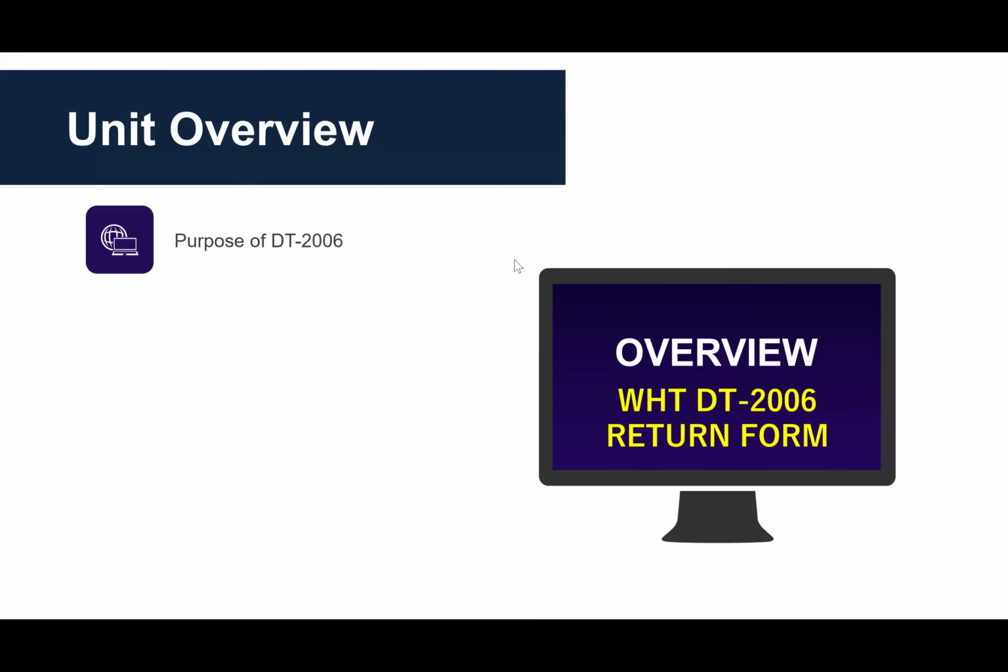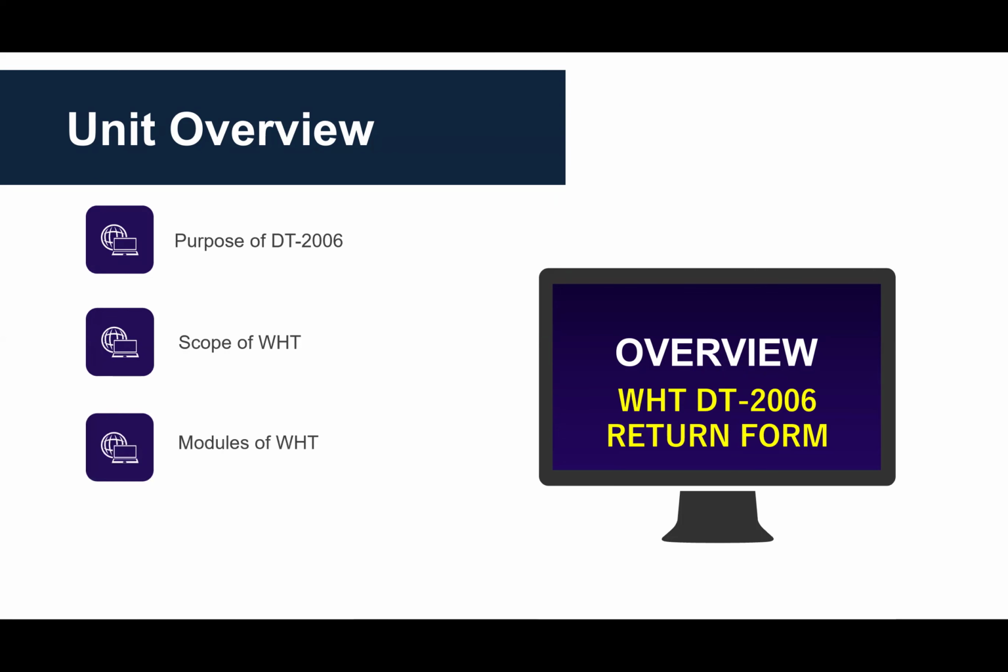We shall be looking at the purpose of the return, DT 2006. We shall be looking at the scope of withholding tax. We shall be looking at the modules of withholding tax. As I've mentioned, the return submission procedure.